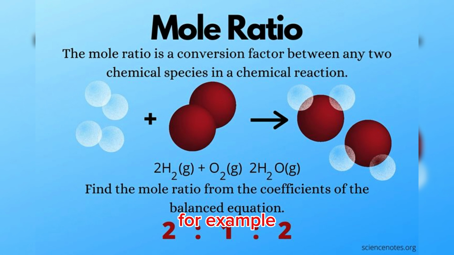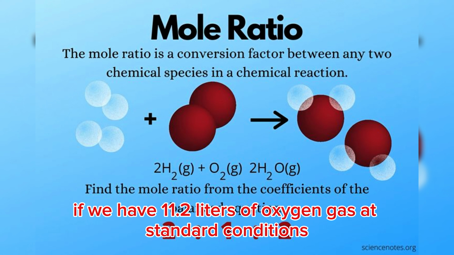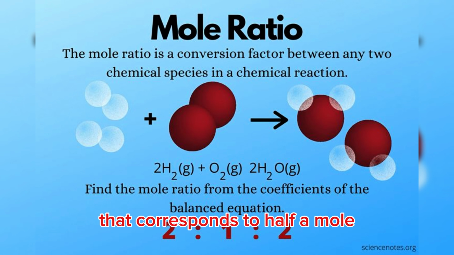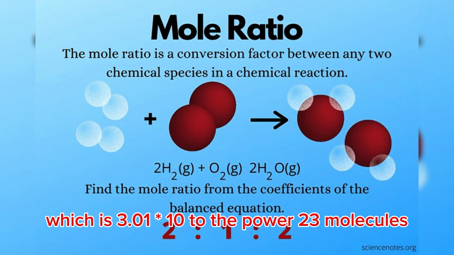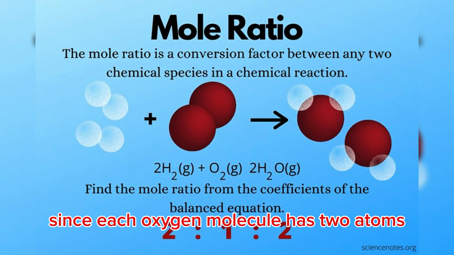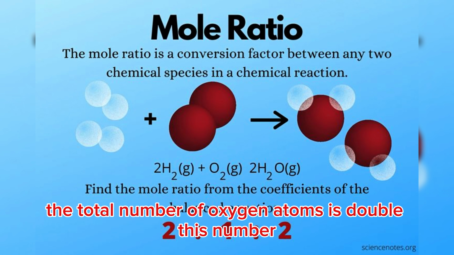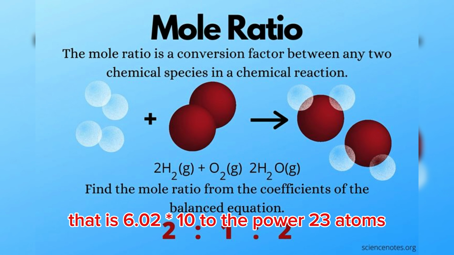For example, if we have 11.2 liters of oxygen gas at standard conditions, that corresponds to half a mole. The number of molecules is half of Avogadro constant, which is 3.01 times 10 to the power 23 molecules. Since each oxygen molecule has 2 atoms, the total number of oxygen atoms is double this number, that is 6.02 times 10 to the power 23 atoms.